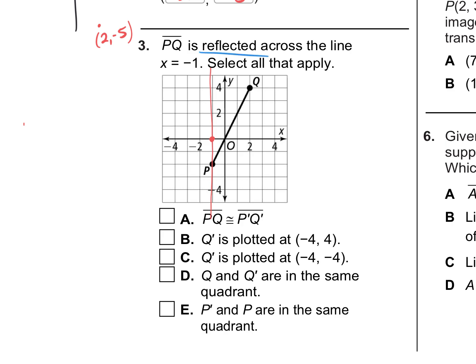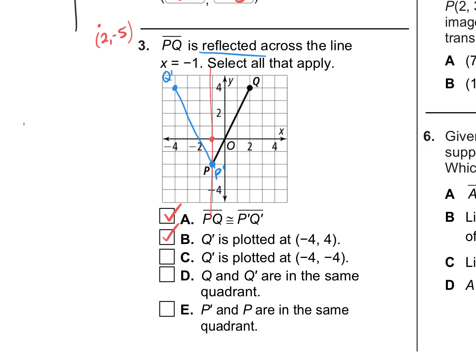What happens to P? P stays in the same spot. How far away is Q? 3, so we need to go 3 on the other side. And then draw your picture. Once you have done the reflection, then you can answer the question. Is PQ congruent to new PQ? Yes, remember with these rigid motions, everything is going to stay the same. Q prime or new Q is plotted at -4, 4. True or false? That is true.